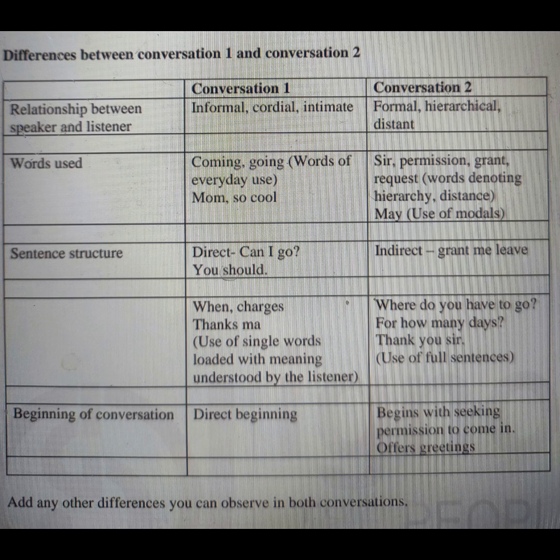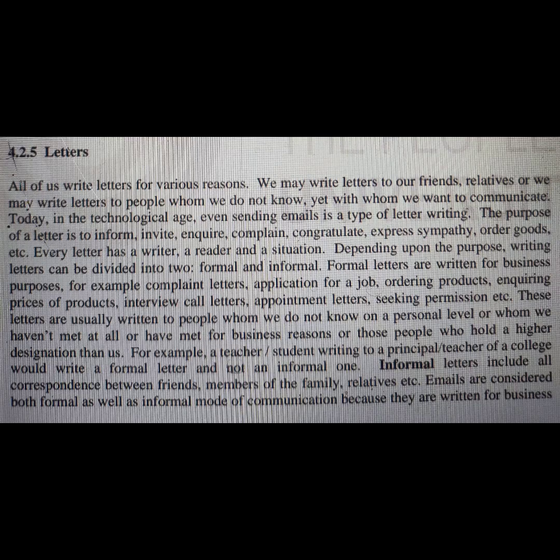Conversation 2: formal, hierarchical, distant. Sir, permission, grant, request, words denoting hierarchy, distance, may, use of modals. Indirect: grant me leave. Where do you have to go? For how many days? Thank you, sir. Use of full sentences. Beginning of conversation: direct beginning in the first; in the second, it begins with seeking permission to come in. Offers greetings. Add any other differences you can observe in both conversations.